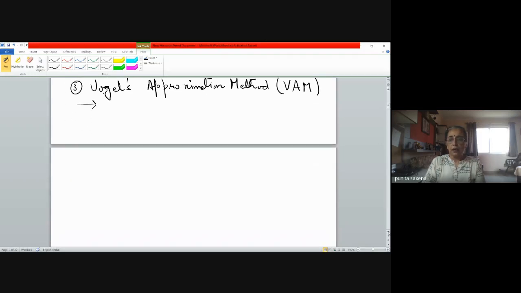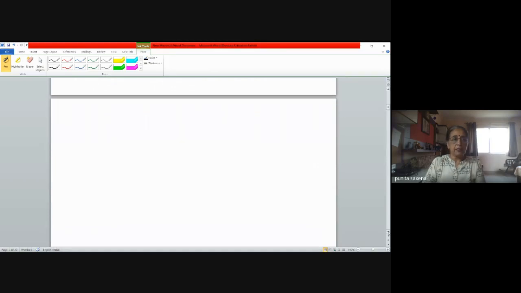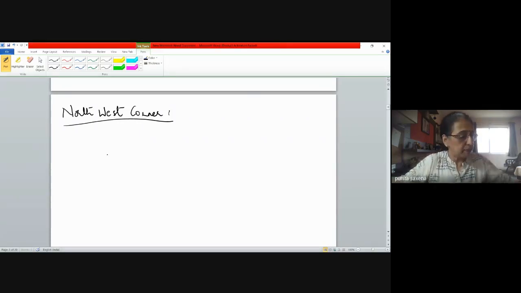Okay, I think I'll start with an example also and then explain the steps so that you can write the steps in your own language. Okay, so the first method, which is your northwest corner method. Okay, now as the name says, see, let us take an example and then we'll see.